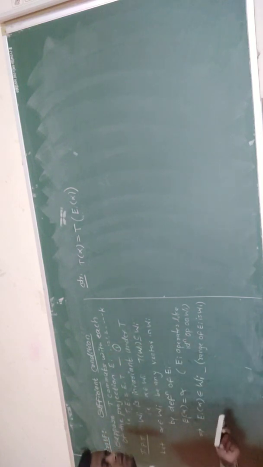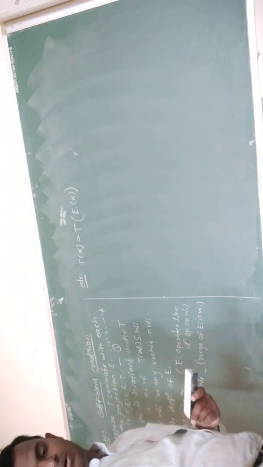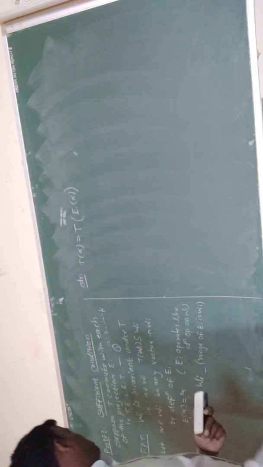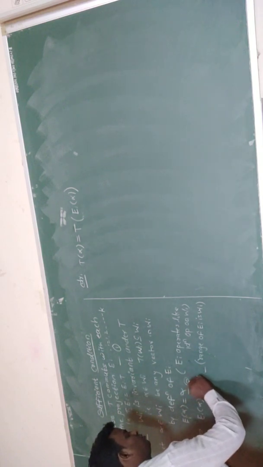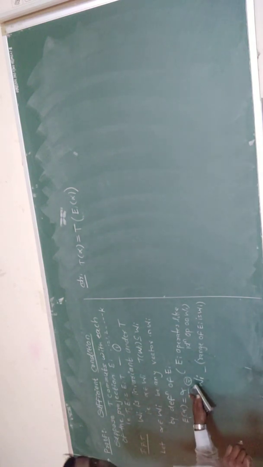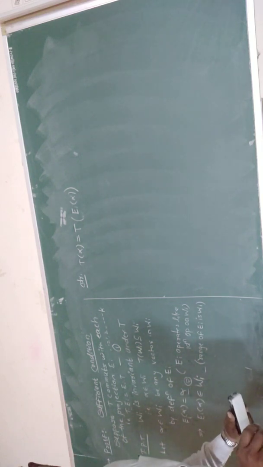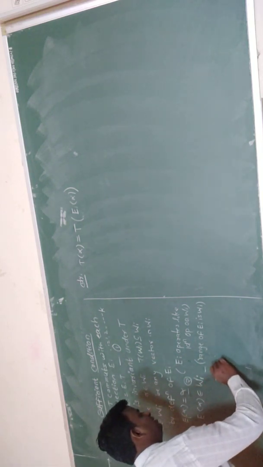Give it as equation number 1. The E_i of alpha, T of alpha is equal to T of E_i of alpha. Give this as equation number 2. E_i of alpha is equal to alpha, give it as equation 2, and E_i of alpha, this is equation number 3.